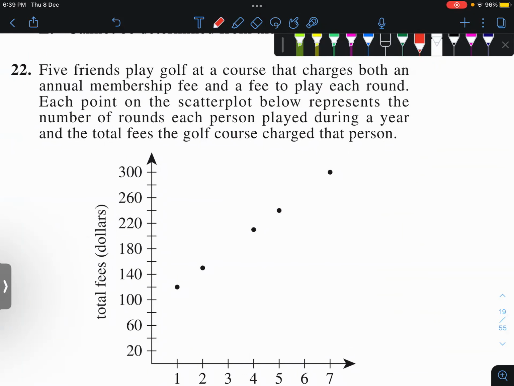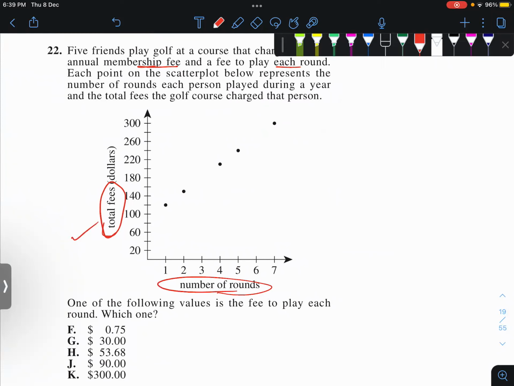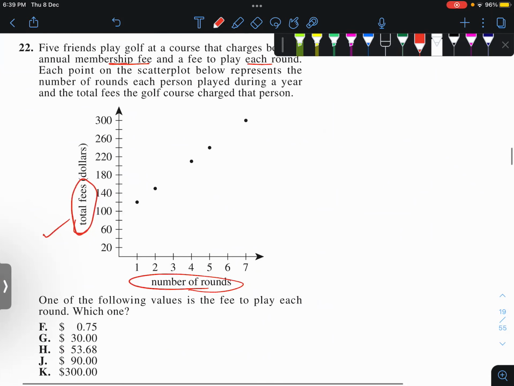Number 22. 5 friends play golf at a course that charges both an annual membership fee and a fee to play each round. Each point on the scatter plot below represents the number of rounds each person played during a year and the total fees the golf course charged that person. Number of rounds here and the total fees here. One of the following values is the fee to play each round. Which one? And how to find it in question 22, the fee for each round?